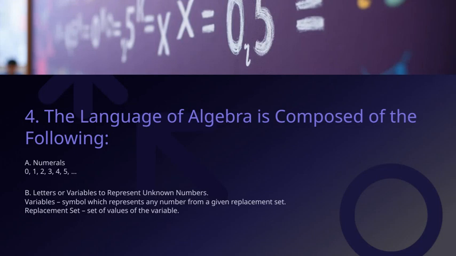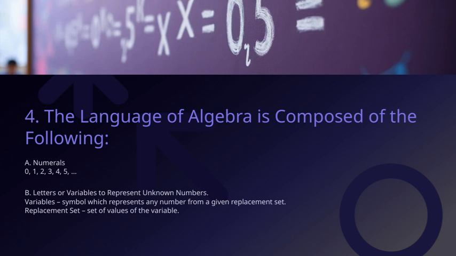Now, let's talk about letters or variables that we use to represent unknown numbers. Variables are symbols that stand in for any number from a specific set of possible values, which we call the replacement set. The replacement set contains all the potential values that the variable can take. For example, if I choose a variable like x, it could represent 3 or 7 or any number within that set. This allows us to work with unknowns in a flexible way.